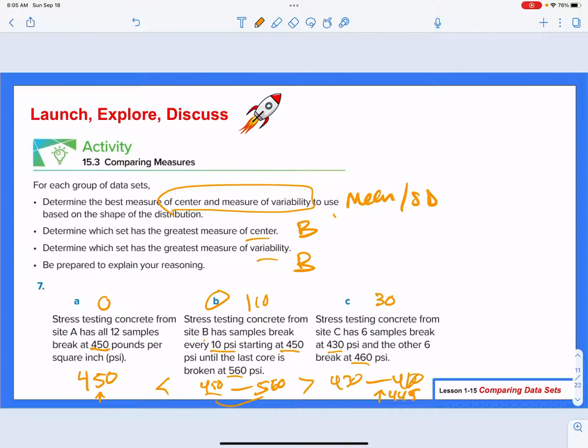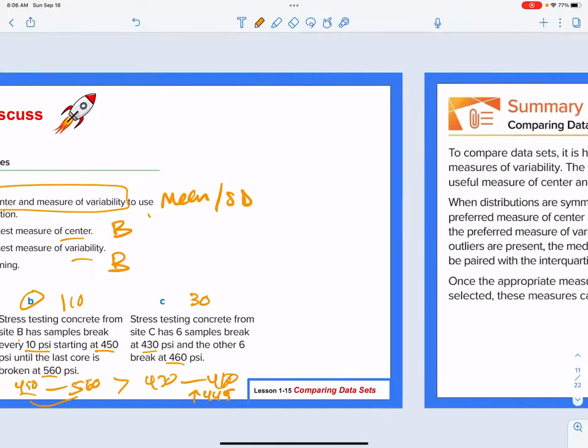When you have measures of variability for a data set, you can either calculate them or you can estimate them based upon a data display. When you look at variability, you're talking about the spread, how spread out things are, and you have to decide whether things are symmetric or not to decide whether you want to use the mean or the median. You're looking for things that are skewed or outliers and things of that nature. Hopefully that helps you with today's lesson.